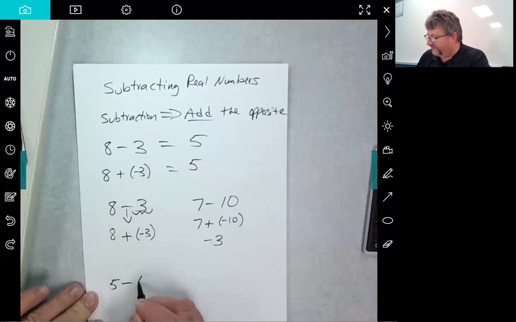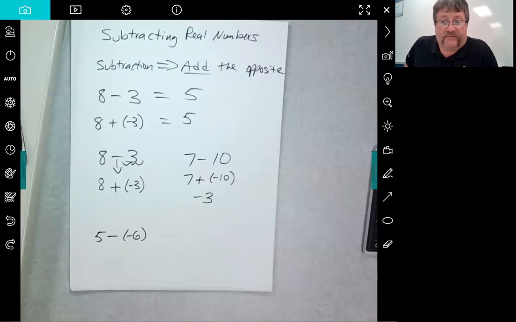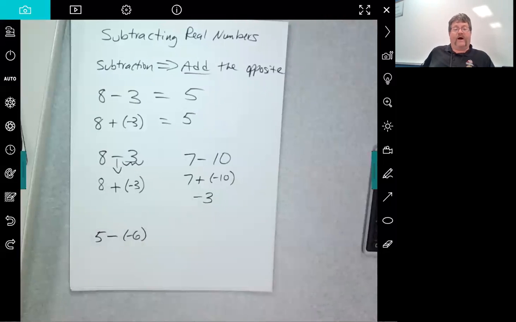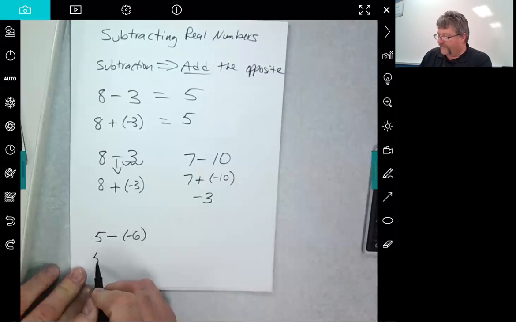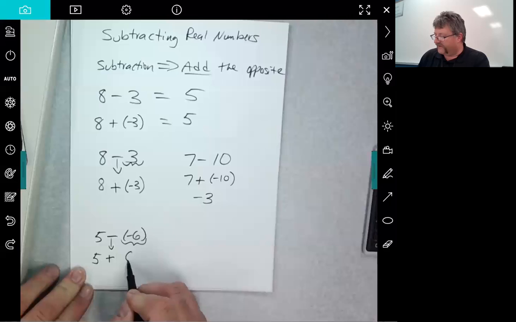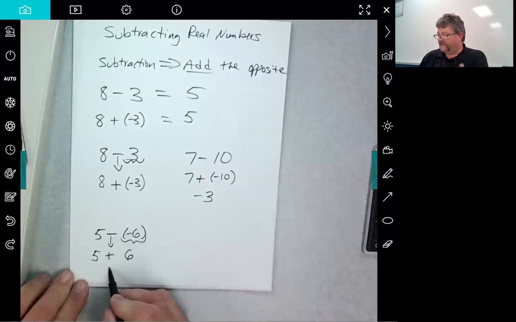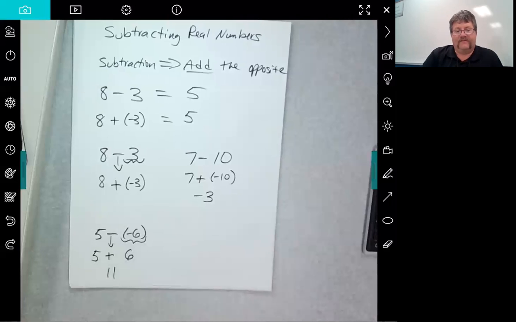5 minus negative 6. Oh, baby. Minus negative looks bad, but it's really our best friend. Why? Because I'm going to change the minus to a plus, and I'm going to change this number to its opposite. It was negative, now it's positive. Now it's just good old 5 plus 6. So minus negative is plus positive. It's really our best friend. It looks bad, but it's easy.